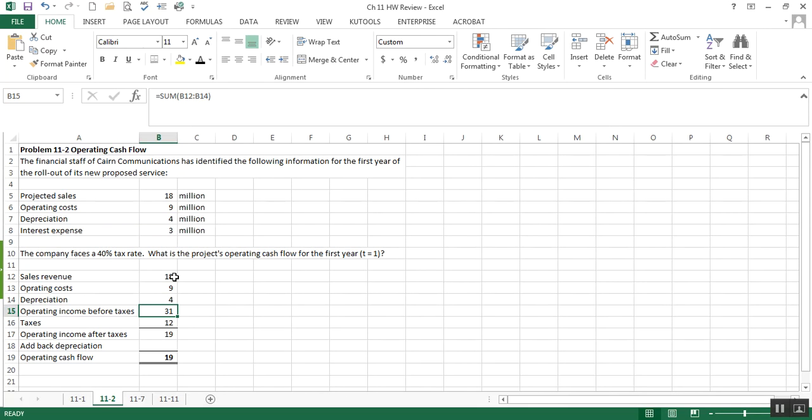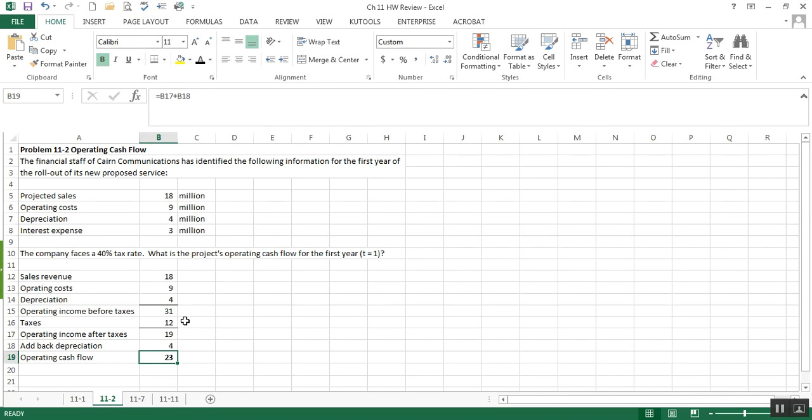Depreciation is $4 million, and our operating income before taxes is $31 million. At a tax rate of 40%, our taxes are $12 million, and our operating income after taxes is the 31 minus the 12 for $19 million. You'll see here that I added a line that says add back depreciation. This is due to the fact that depreciation expense is a non-cash activity. It's an accounting entry, and no cash actually exchanges hands once we book this to the income statement. Therefore, in order to get to our operating cash flow, we'll need to adjust our operating income after taxes for the depreciation. So we'll add back our depreciation at $4 million to get operating cash flow.